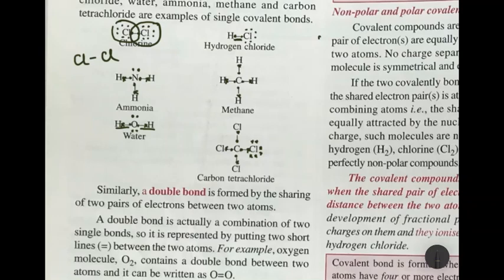So carbon will have altogether 8 electrons, 1, 1, 1 shared by chlorine, and chlorine will have 8 electrons altogether by sharing 1 on either side. So all these, you can see, are denoted by a single line to show a single covalent bond.